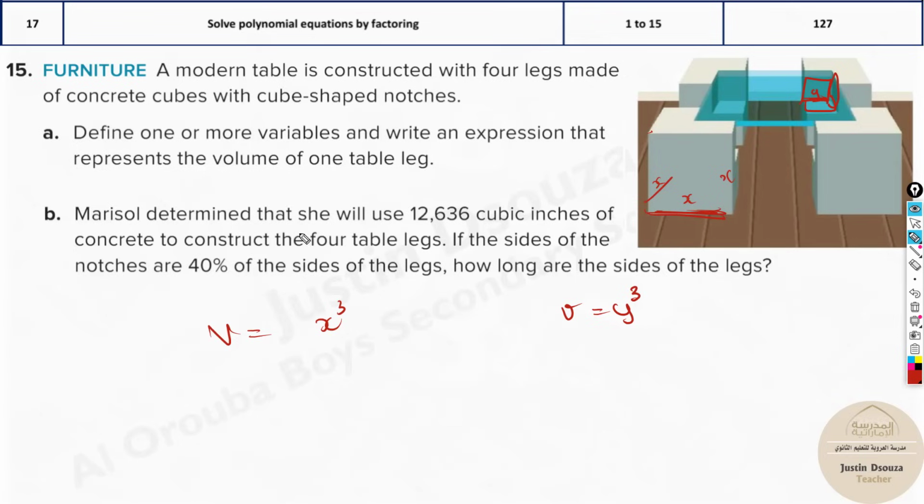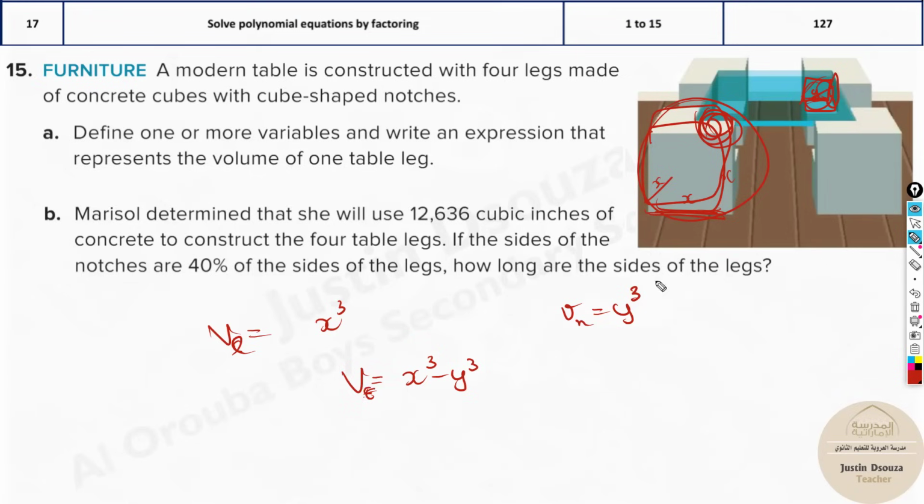How do we find the expression for one column or the leg? That would be basically x cube minus y cube. Let me explain why. This is the volume of the leg, this is of the notch. The total volume is x cube, but here some of the space is removed, the notch is removed, right? So the entire cube minus the notch would give us the exact volume.